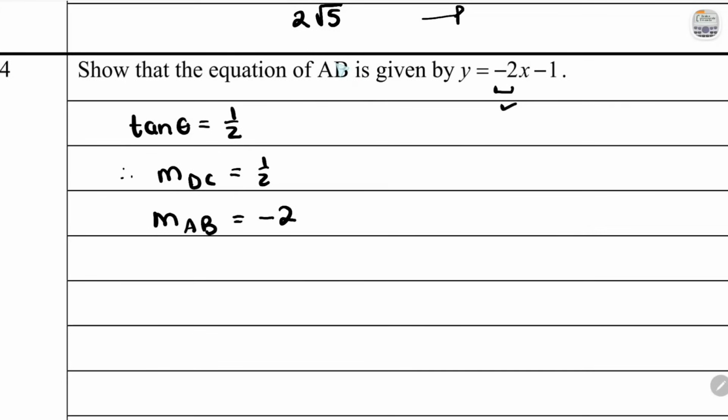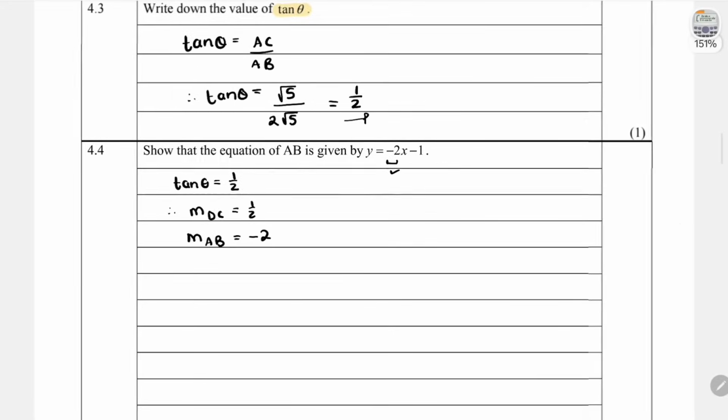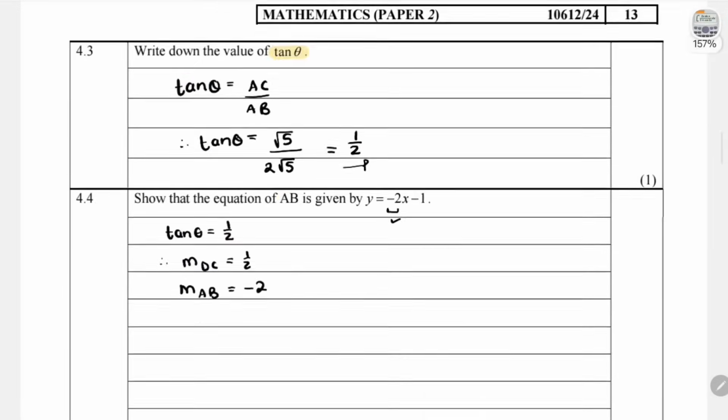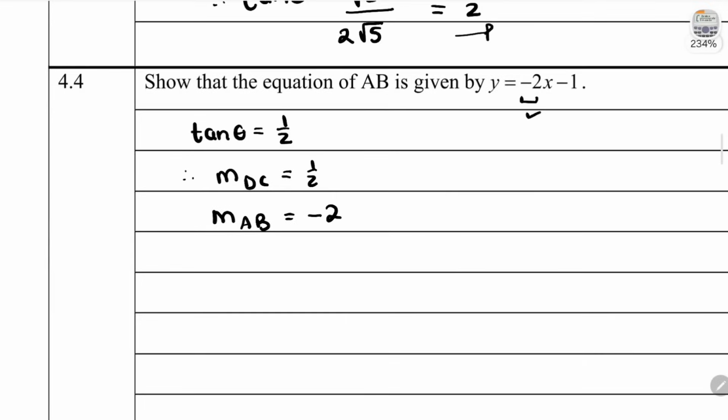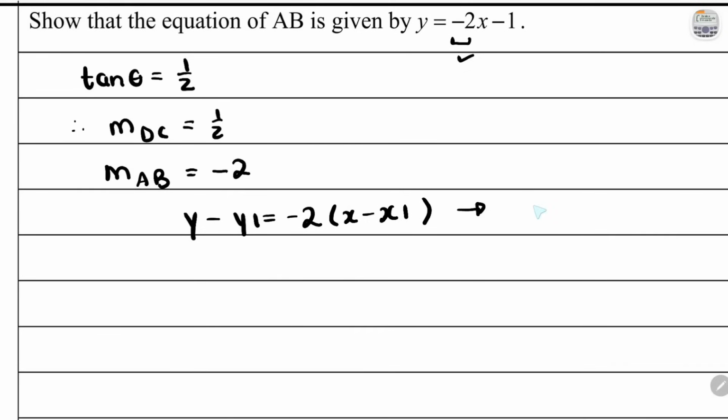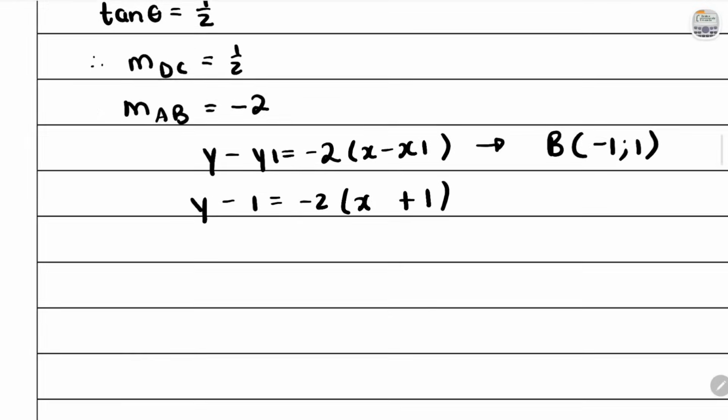So to find the equation of AB, you need a point on AB. Do we have a point on AB? Yes, we have the point B, (-1, 1). So we'll substitute that into our equation. You can use y equals mx plus c, or you could use y minus y1 equals, the gradient is -2, times x minus x1. And then in place of x1 and y1, we substitute that point B, which is (-1, 1). So y minus 1 equals -2 times x minus -1, which becomes a +1, and then simplify.